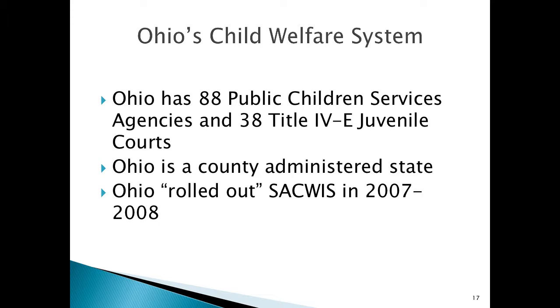But before Michelle shares with you the why behind Ohio's decision to implement Genogram functionality into SACWIS, I would like to offer some contextual information, or rather background, on Ohio's makeup and our SACWIS project. Ohio SACWIS began its rollout in 2007, having all 88 counties live by 2008. Ohio SACWIS serves to support the work of 88 public children's service agencies and 38 Title IV courts.